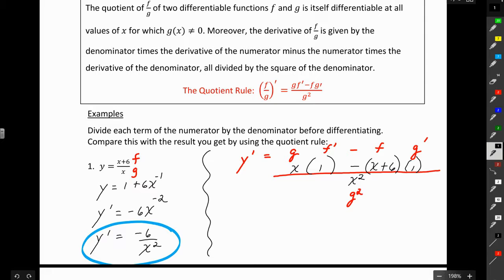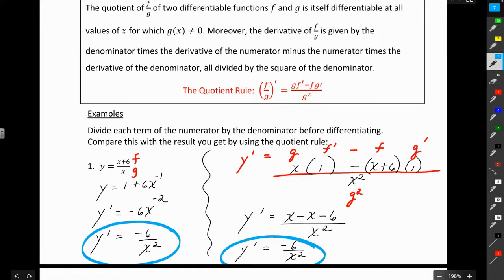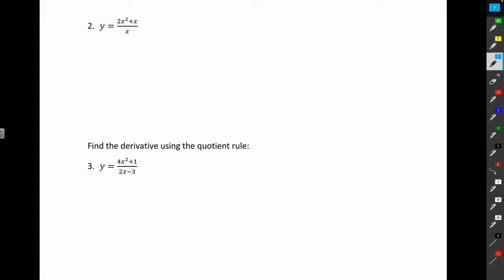And now we'll simplify that. If I distribute the negative to x plus 6, I'm going to get minus x minus 6 over x squared. So we end up with minus 6 over x squared. So either way works. Of course, we would probably want to do it the first way. But again, I just wanted to show you using a very simple equation how to use the quotient rule. All right, now I'm going to use the quotient rule here first, and then I'll check by simplifying the equation and using the power rule.